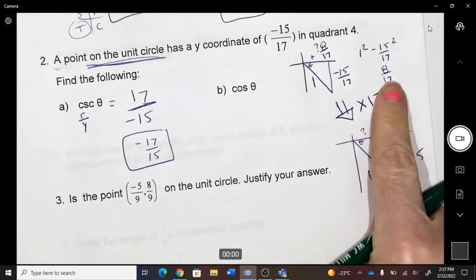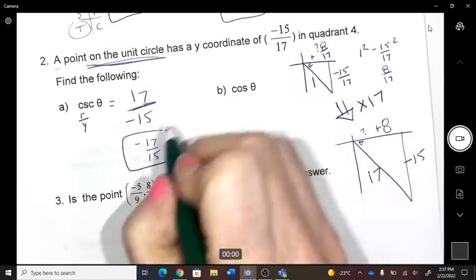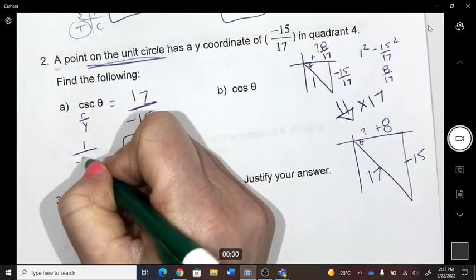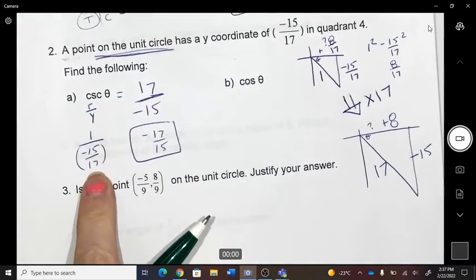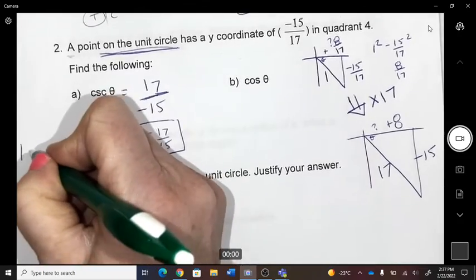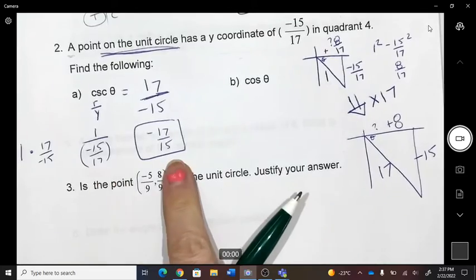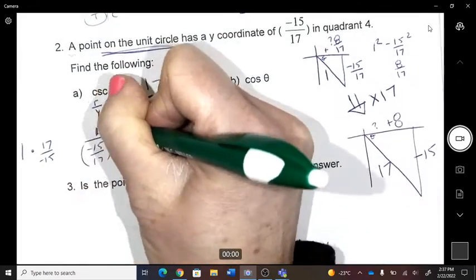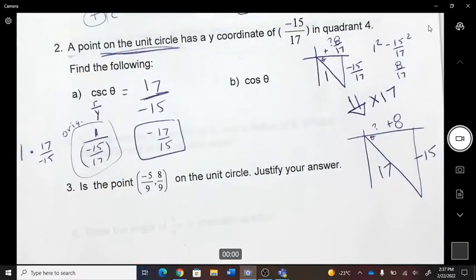Yeah. And you can do your math like that, but it would be like this. So r is 1 divided by negative 15 over 17. So then you just have to do 1 times and flip. And then we get to the same spot. Yep. So if you're using the original numbers, that's what it would have looked like.